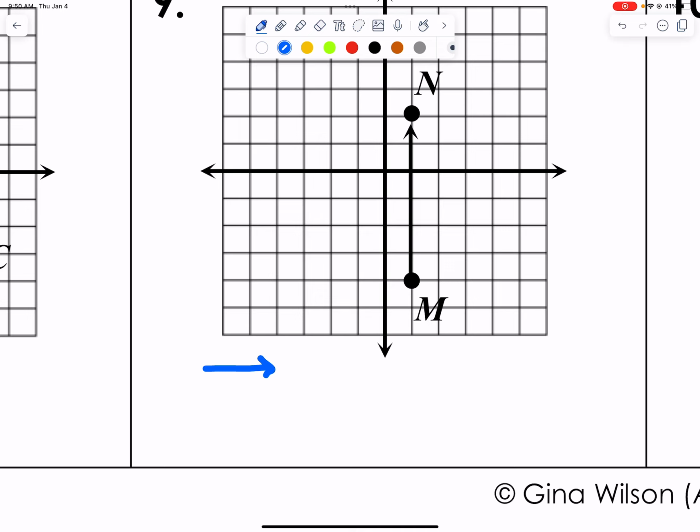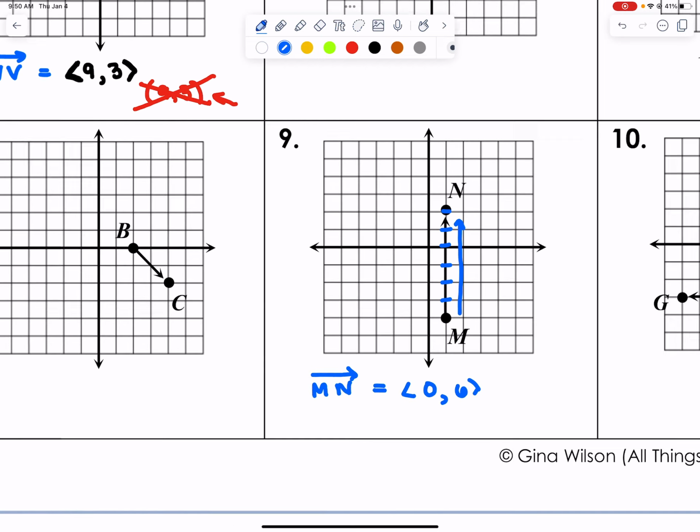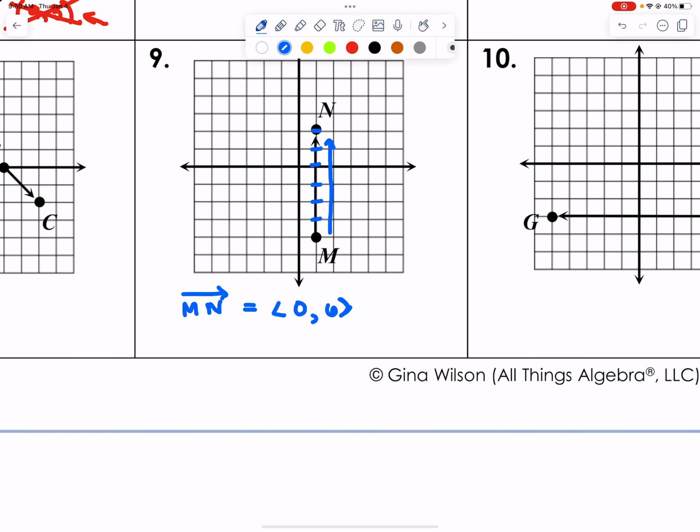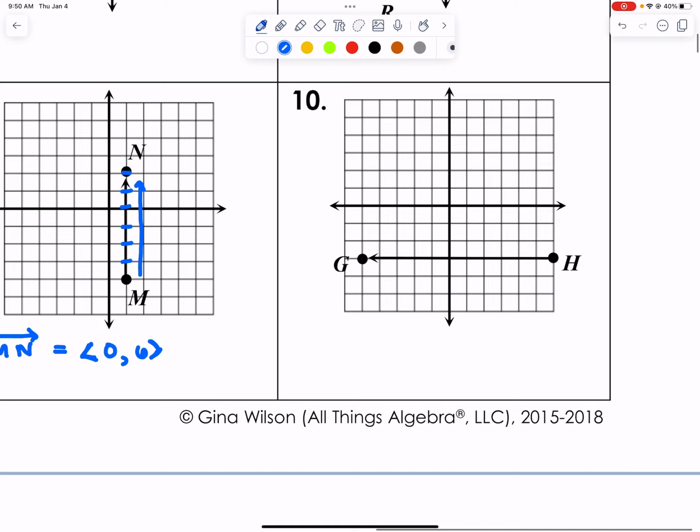So this vector is vector MN, and its component form is, well, how many units did we move left or right from M? And that's not a trick question. We didn't move any components left or right, so that would be 0. And how many components did we move up? That's 1, 2, 3, 4, 5, 6. So it's ⟨0, 6⟩. So in this case, it's just movement. You're just writing down the movement from one point to another in this very new special notation that we're learning today.